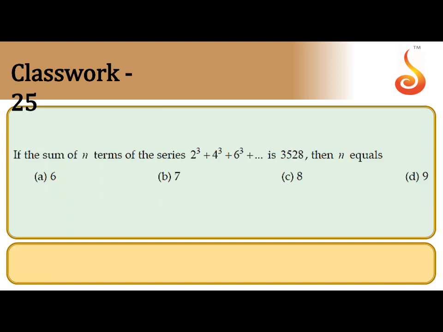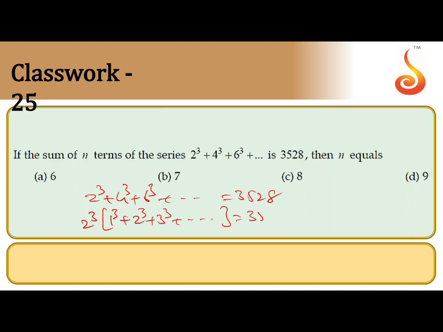So they are given 2 cube up to n terms plus 4 cube plus 6 cube and so on equal to 3528. So you can take 2 cube common: 1 cube plus 2 cube plus 3 cube and so on up to n terms equal to 3528. So 2 cube is 8, this is 8 sigma n cube equal to 3528.